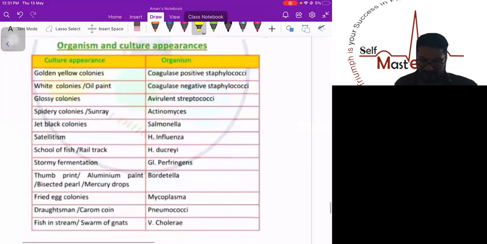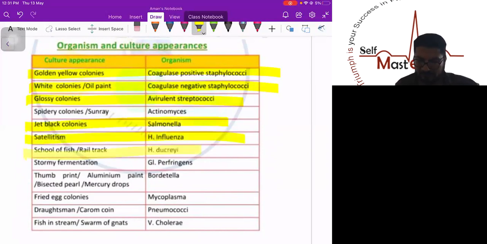Then sometimes some organisms will show different types of culture appearance on the colonies. You can see golden yellow colonies in case of coagulase positive Staph aureus. You will see white colonies in coagulase negative Staph, glossy colonies in streptococci. You will see jet black colonies in Salmonella, which I showed you already. Satellitism in Haemophilus influenzae, school of fish in Haemophilus ducreyi. Then we can see fried egg colonies in Mycoplasma, and Draughtsman or carom coin-like colony in pneumococcus.